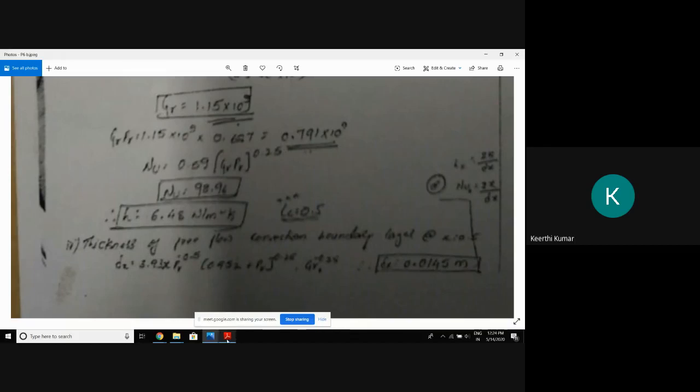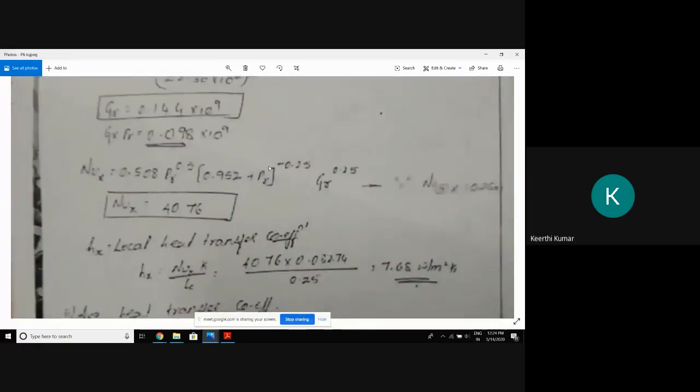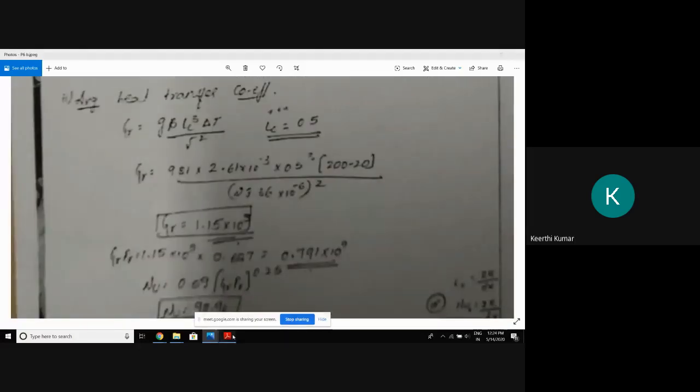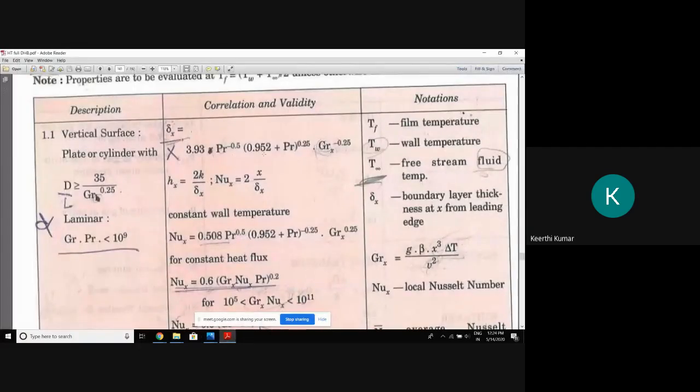In this problem, he has restricted to finding only delta x. In the same problem, if he asks to find hx, Nux, you can also find them. We find hx and Nux by this method, or we can go by this method. First, you find delta x. With the help of delta x, I can find hx. With the help of delta x, I can find Nux. Perfect.